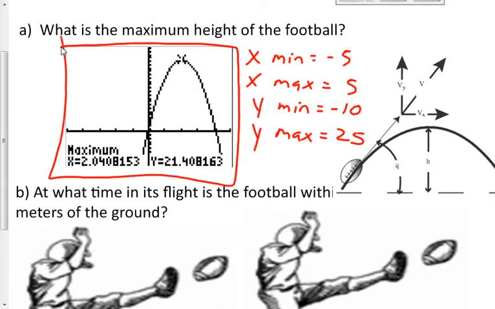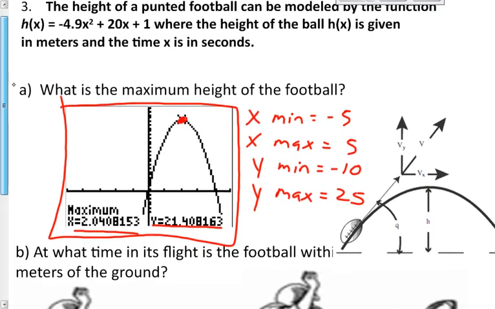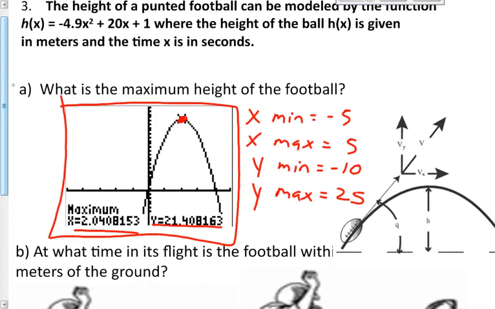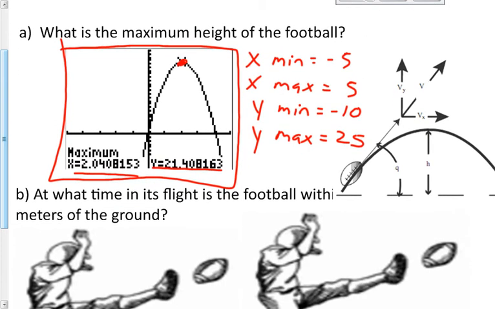And then when it says what is the maximum height, I did second calc because I wanted to calculate that maximum value. And that maximum value is 2.04 seconds at 21.4 meters. So after 2 seconds approximately, when x is in seconds, my football, which is in meters, is 21 meters up in the air. So what is the maximum height of the football? It is 21.41 meters.